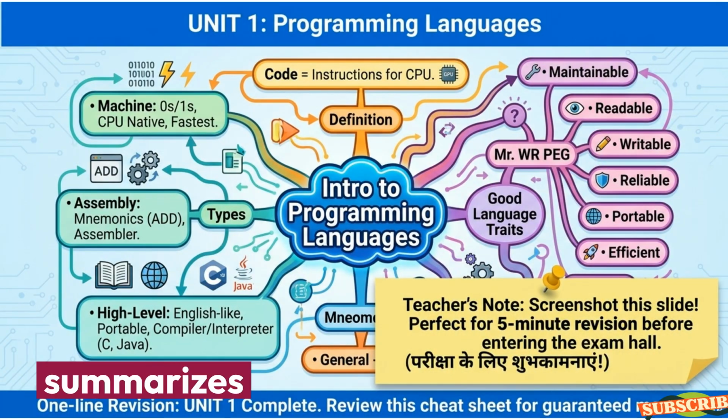This mind map summarizes all the key concepts covered in Unit 1, programming languages, including the types of languages and the 7 characteristics of a good language. Review this cheat sheet before your exam for guaranteed success.